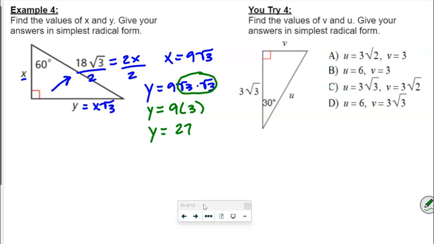Okay, on this one again, this is going to be my x, right? This is going to be my hypotenuse, so it is 2x. And this one right here is going to be equal to x square root of 3, right? So that's the one we're going to use to solve for x. 3 square root of 3 is equal to x square root of 3.